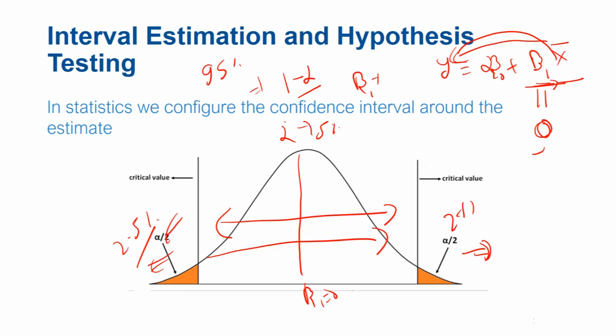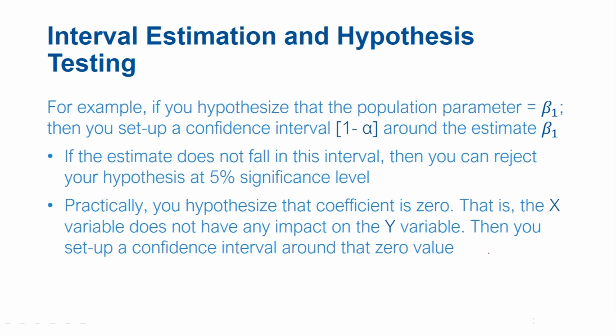Now, in practice, along with 95%, we also check the significance with 90% and 99%. That means in case of 90%, this value is 5% on the left and 5% on the right. In case of 99%, it is 0.5% on the left and 0.5% on the right. That means 1% significance.